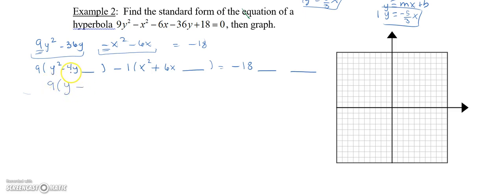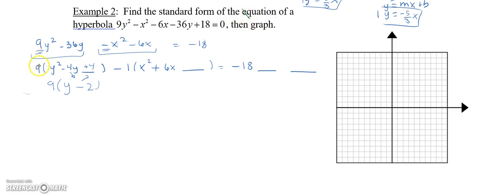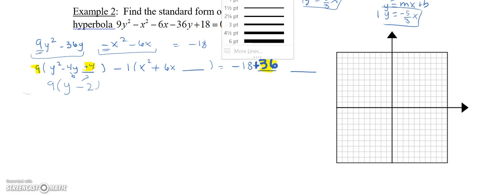So I do y minus, I do half of -4, which is 2, and I'm going to square it and add it to both sides. Now I really added my 9 times my 4. So over here I need to add 36 because that's 9 times 4. So I'm going to add 36.